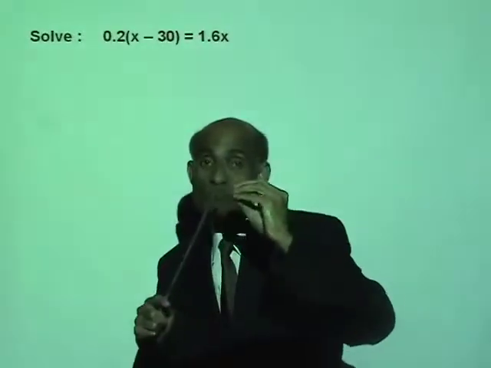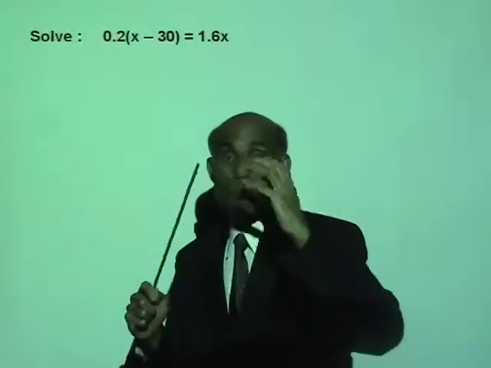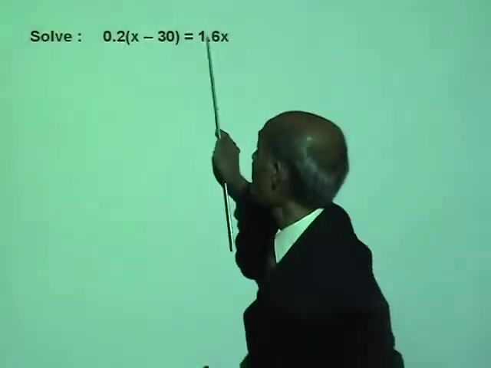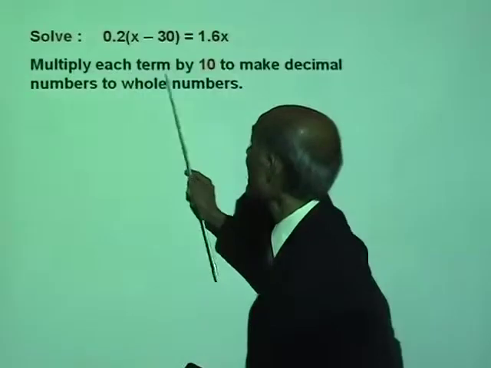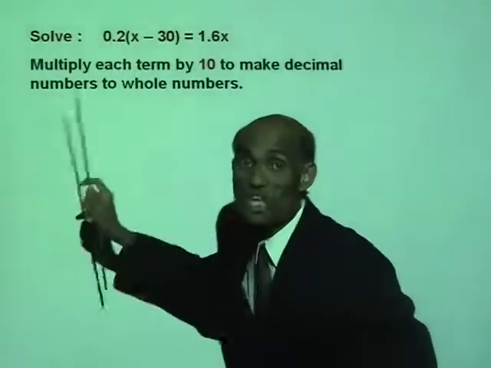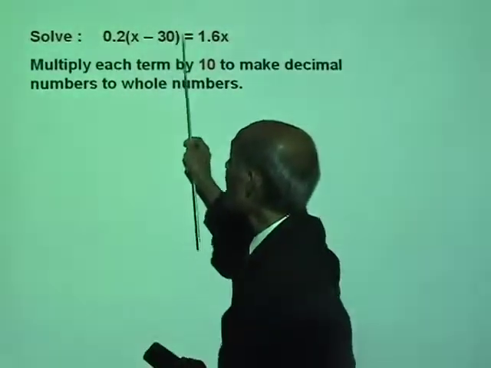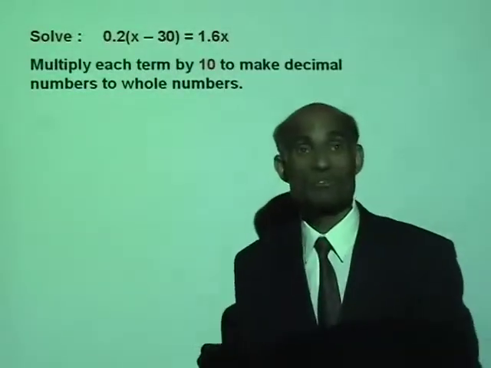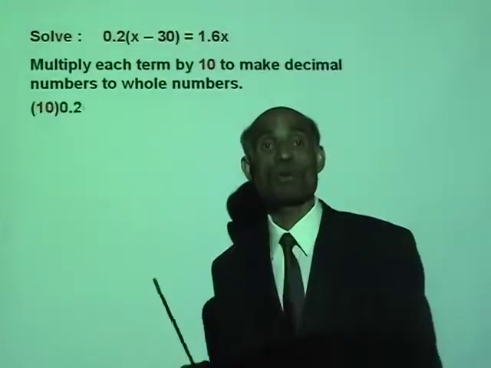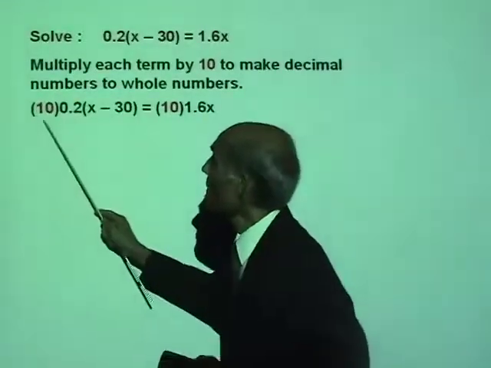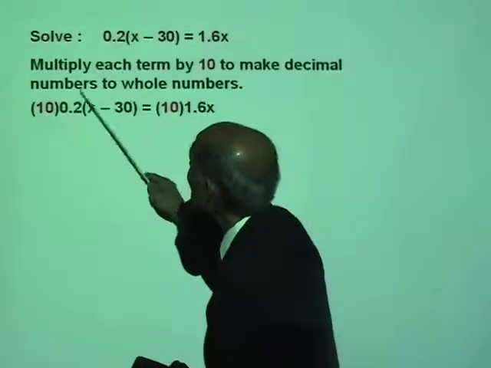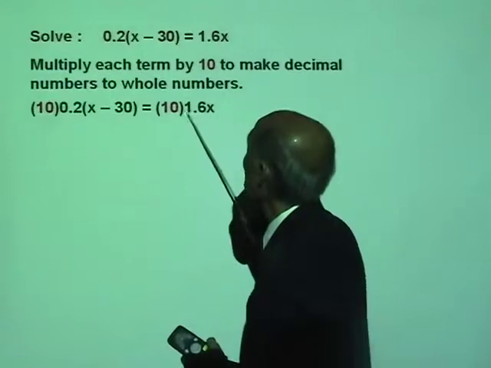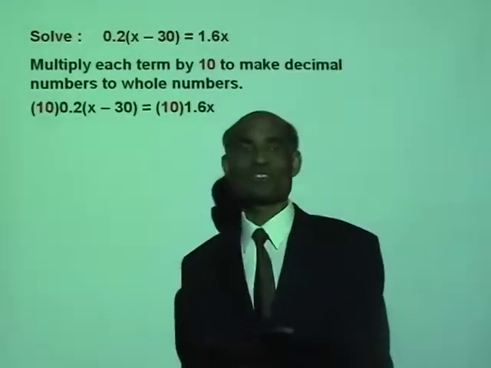Move the decimal one place to the right, or multiply by 10. Now, do the same on the right. So multiply each term. There is only one term on the left. Multiply each term by 10 to make the decimal numbers whole numbers. So look at this: 10 multiplied by 0.2 times (x minus 30) equal to 10 multiplied by 1.6x.